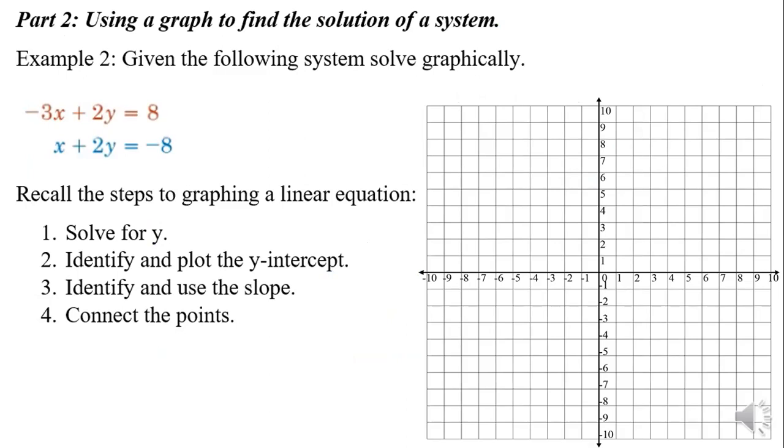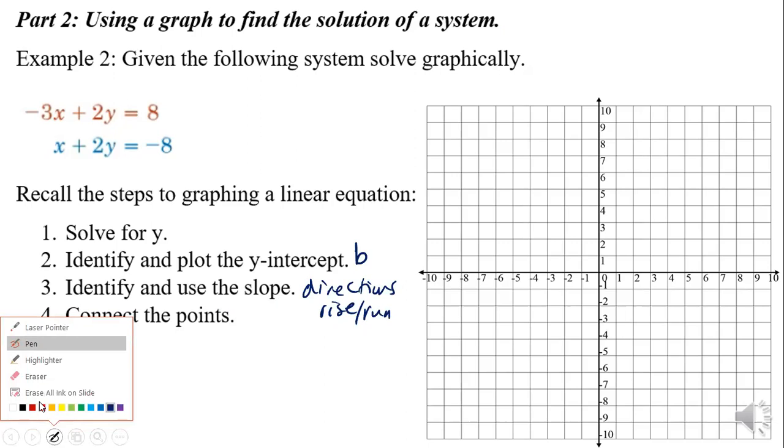Step 1 is you want to solve for y. Which is why I said, do you remember? So we want to solve for y, identify and plot our y-intercept, identify and use our slope, and then connect the points. Remember, our y-intercept is where we start. That's our B, our beginning. And then our slope is going to tell us where to go. That's our directions, our rise over run. So we're going to do the red one first.